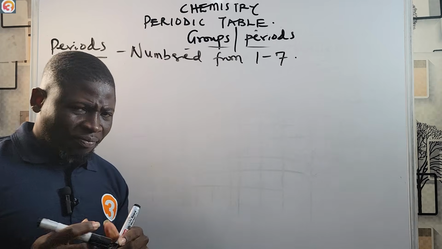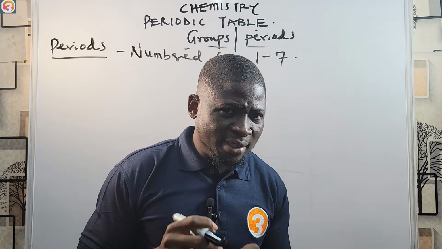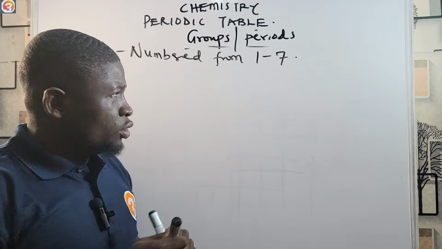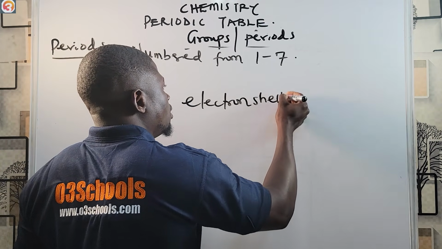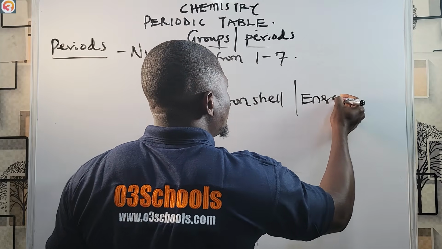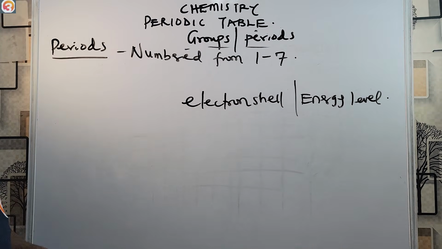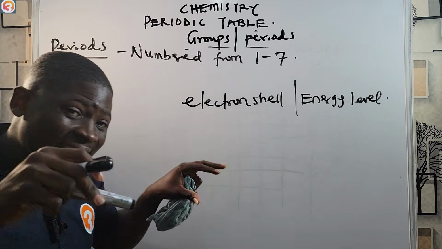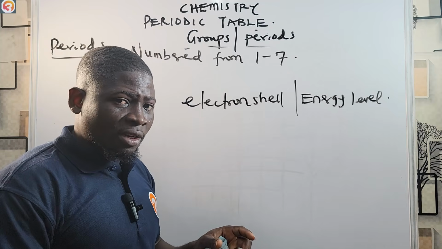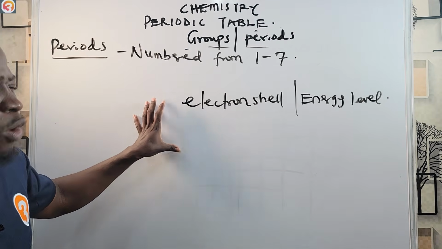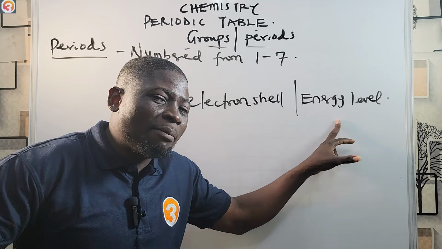Now, the period designated to a particular element will correspond to the number of electron shells or energy levels of that element. If you say an element is in period 3, it will correspond to the number of electron shells or energy levels that element has.